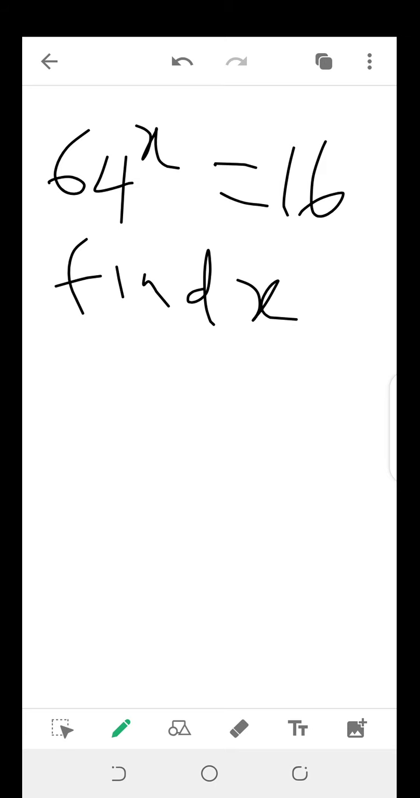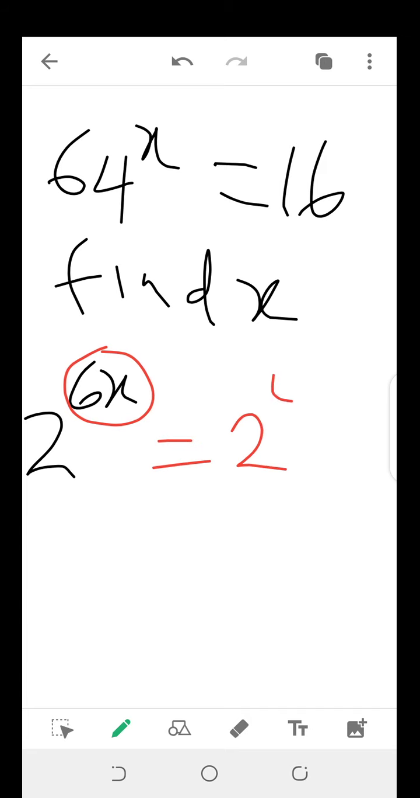So we say that 2 raised to power 6, all raised to x, because 2 raised to power 6 will give us 64. But because it's raised to the power x, the 6 will multiply the x which is already on top. I'm talking about this place. Now, what number raised to power 2 will be able to give us 16? You can see that 2 raised to power 4 is the same as 16. So it's equal to 2 raised to power 4.